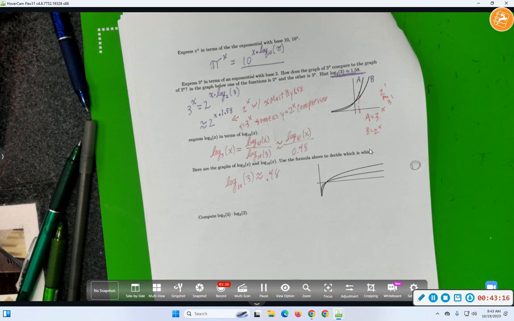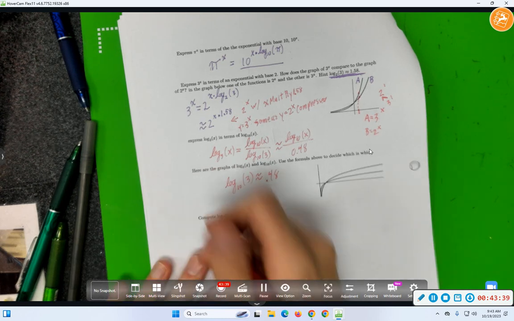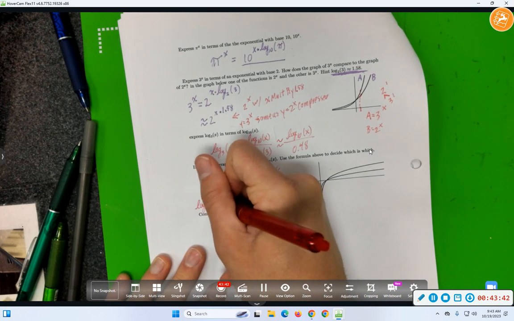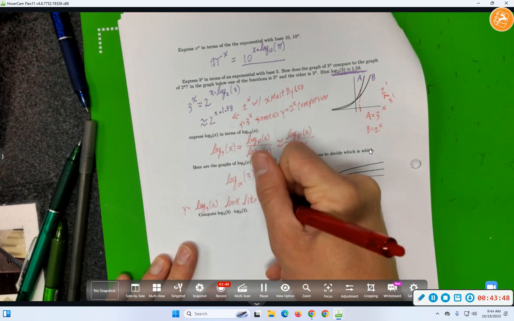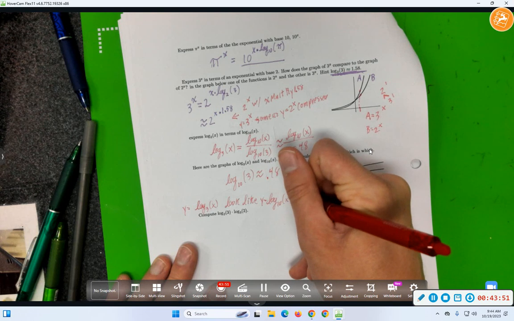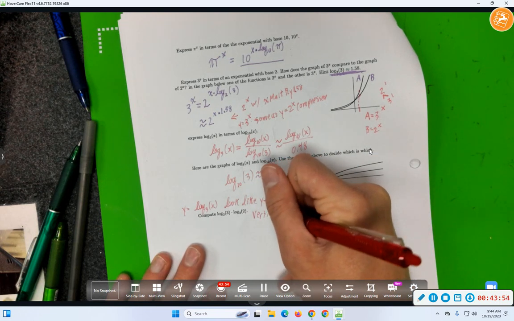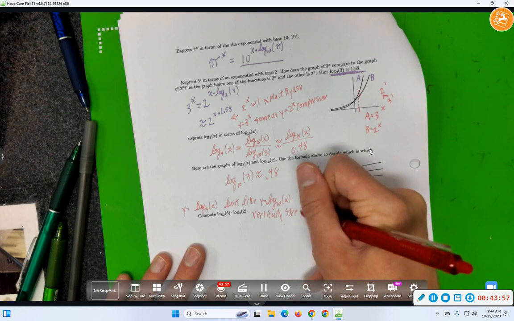What does dividing a function by 1/2 do to the graph? It does something vertical because you're dividing the whole function. You might think it'll compress it, but because that's less than 1, it's going to stretch it, in fact. Like if you were dividing by 4.8, it would compress, but 0.48 is less than 1, so it'll stretch. So log base 3 of x should look like y equals log base 10 of x, but vertically stretched.